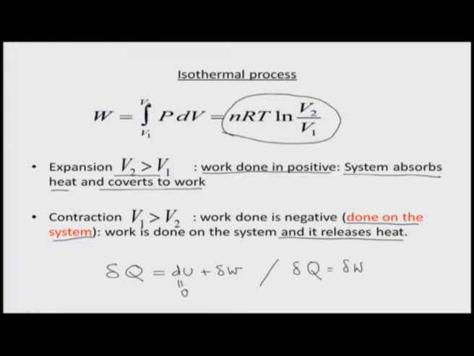Remember, our convention was whenever the system absorbs heat, delta Q is positive, and when the system does some work, delta W is positive. Here, work is done on the system because work done is negative. As a result, the system releases heat. These things will be very important when we go to engine and refrigerator. Those have multiple thermodynamic processes. So we have to be careful about the sign convention, and we should know when heat is absorbed or released. Now, proceed.